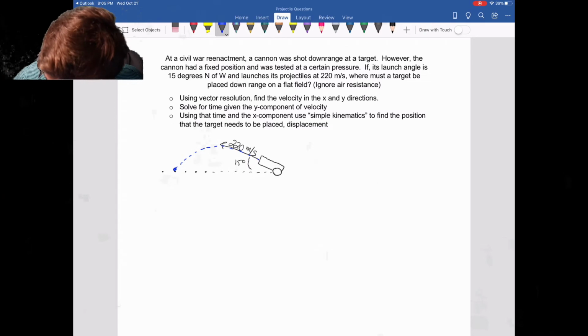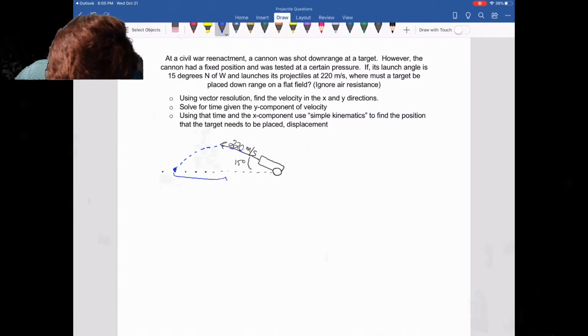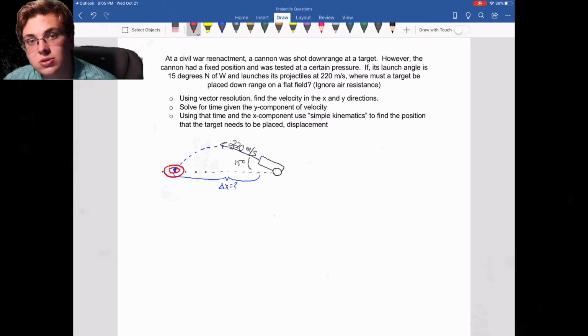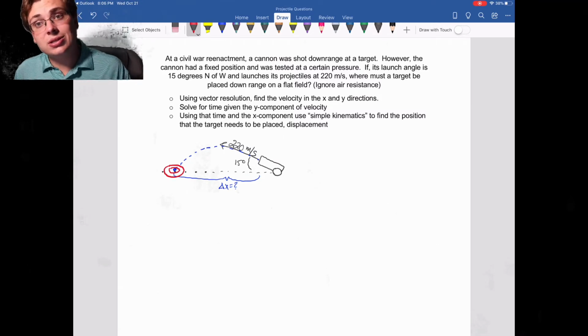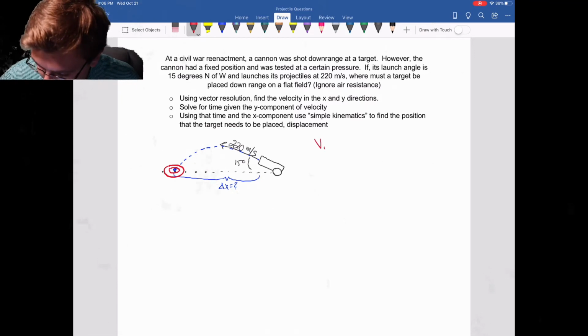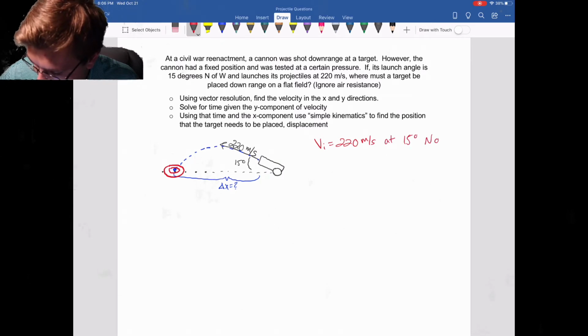We want to figure out what this distance is. We want to figure out where the people need to put a target so that target would be hit. Now how can we do this? Well, we do it the same way as we did the last one. We break it into components. So what do we know? We know our Vi equals 220 meters per second at 15 degrees north of west.